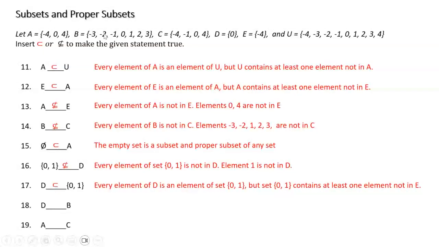Now let's do D and B. Let's take a look at D, which has the element 0, and B has the elements negative 3, negative 2, negative 1, 0, 1, 2, and 3. This will be the first symbol, because every element in D, which is a 0, is in B.